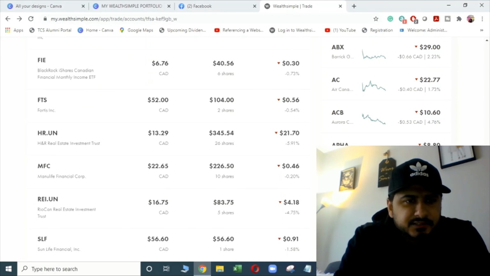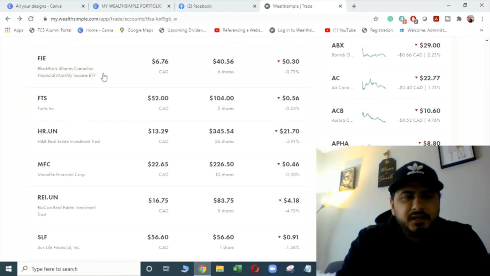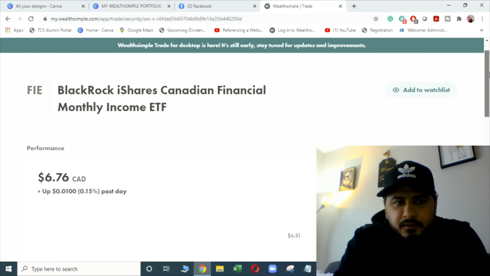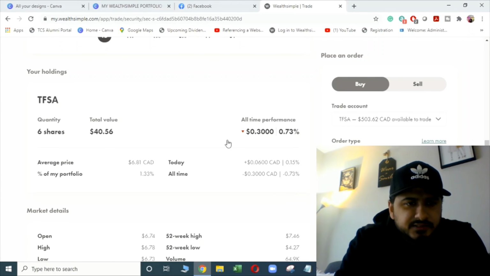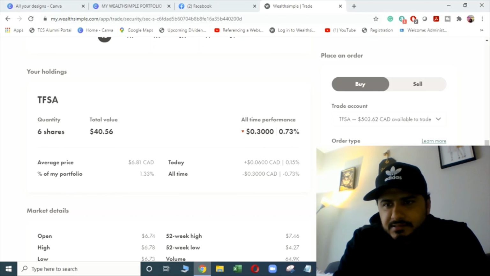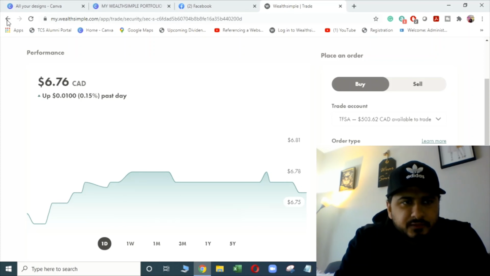Okay, so the next stock that I am holding is FIE. That is one of the ETFs that holds the banks in Canada. So the average price of this ETF is $6.81, and we are down by 30 cents as of now. And this is one of the monthly paying ETFs in my portfolio.